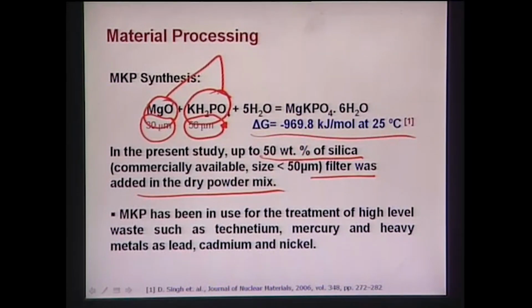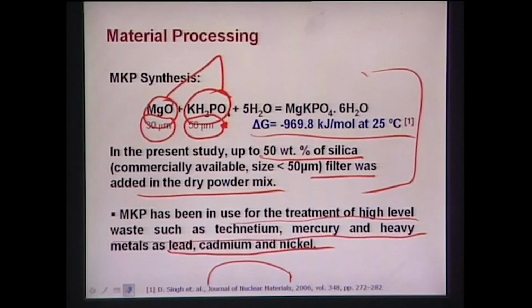So, the silica will bond this magnesium potassium phosphate H2O in the ceramic matrix. As I said, this has already been used in the treatment of high level nuclear waste like technetium, mercury or heavy metals like lead, cadmium and nickel. This has been published in the Journal of Nuclear Materials by a group of researchers from Argonne National Laboratory, United States, and this is the processing technique that has been used to make this magnesium phosphate. But remember, this has 6 H2O, so it is a hydrated magnesium potassium phosphate material.